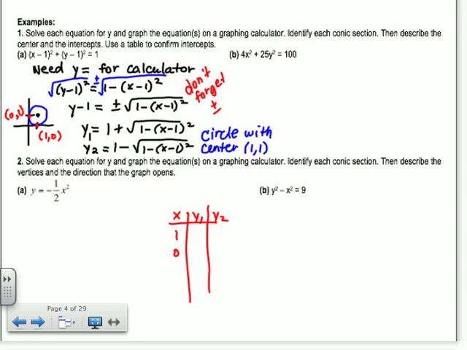Y1 is the top. Y2 is the bottom. There's a lot of errors.